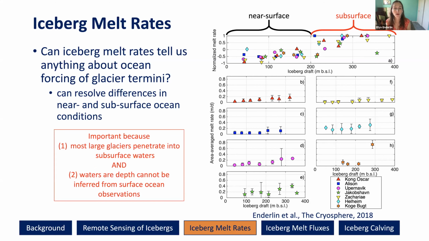And this is really important because a lot of these glaciers go deeper than 200 meters. And so we can't really get any observations of these subsurface ocean conditions unless we go collect in situ ocean observations. So this is a great way for us to start to say, okay, this is how these ocean conditions vary, where that warm, salty subsurface water is coming in contact with the glaciers.